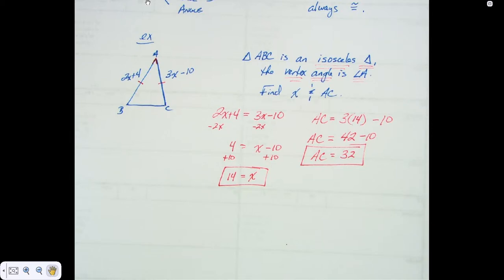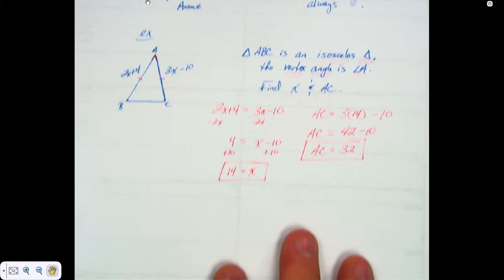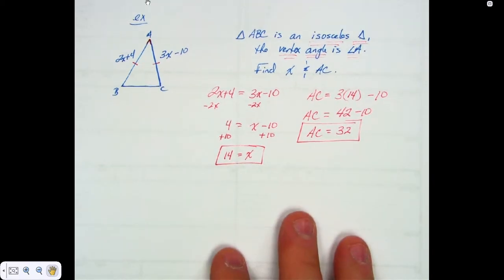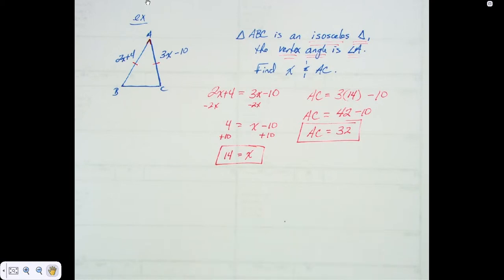Yes. On AC, does it matter which equation you use? Like, can you also use 2x plus 4 to solve it when you do an AC? Yes, you could. You should get the same deal. And you do 20, you get 2 times 14, which is 28 plus 4 is 32. You should get the same either way.